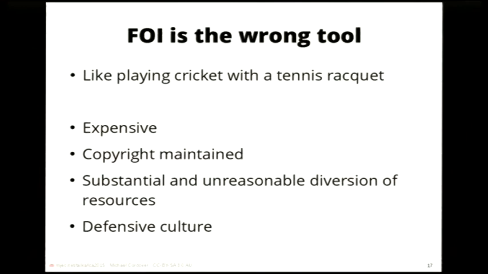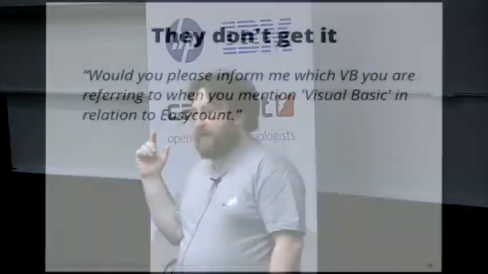The final problem with FOI is that there's a really defensive culture. When you go in with an FOI request, the people who respond are the legal department the vast majority of the time, and they constantly want to say no. That's their default position, and so it's very hard to get any material out there. Also, when it comes to source code, they just don't understand.